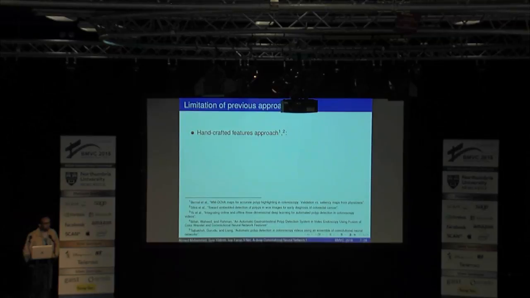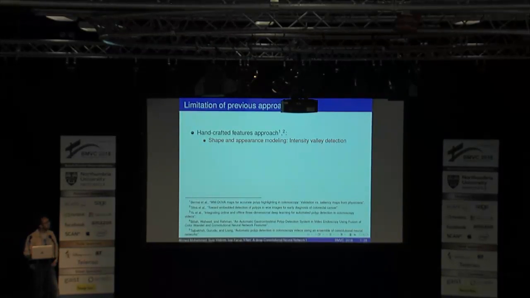So there has been a lot of work done in this area. Some of the early work used handcrafted features, but the idea is basically you try to model a polyp using a valley-type approximation. So you do intensity valley detection because they look like a mushroom. But the problem with this one is that it gives high false positives, so the doctor needs to see them again. So they don't save time for the doctor.